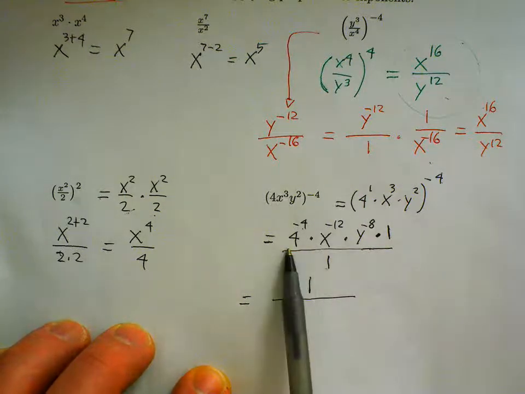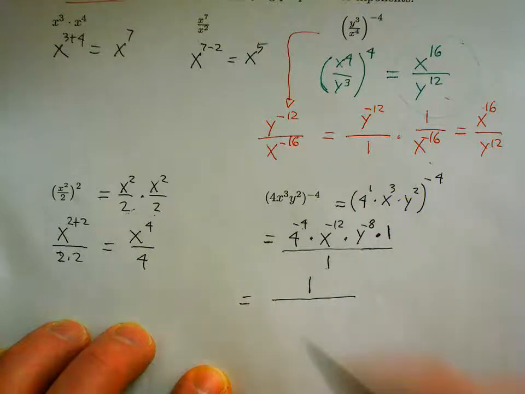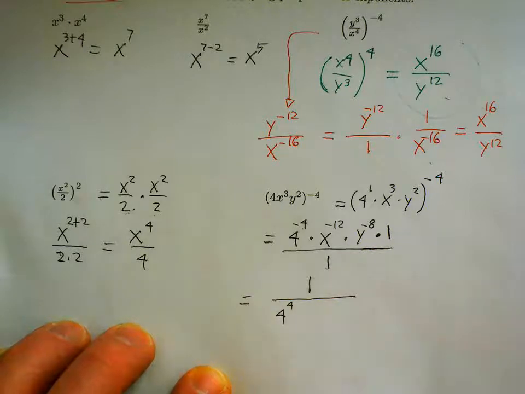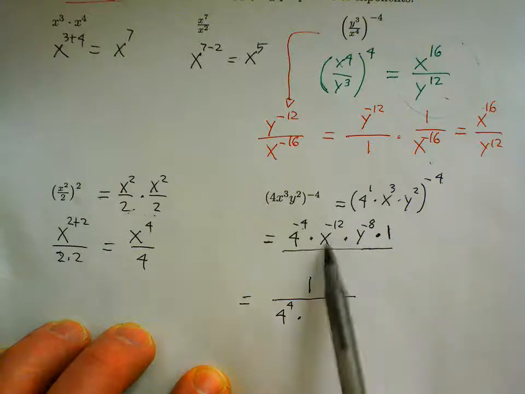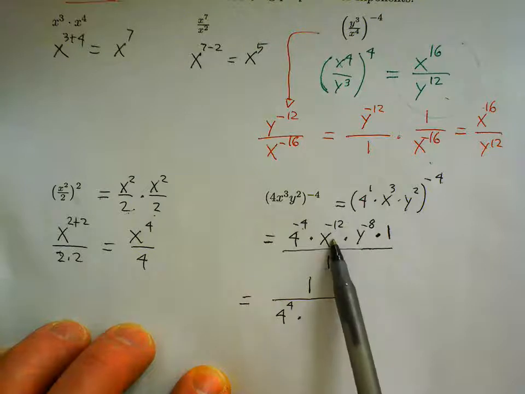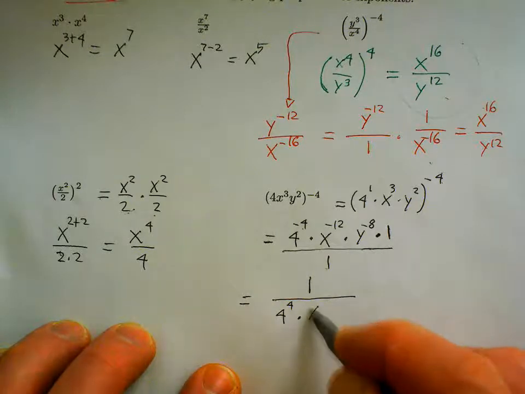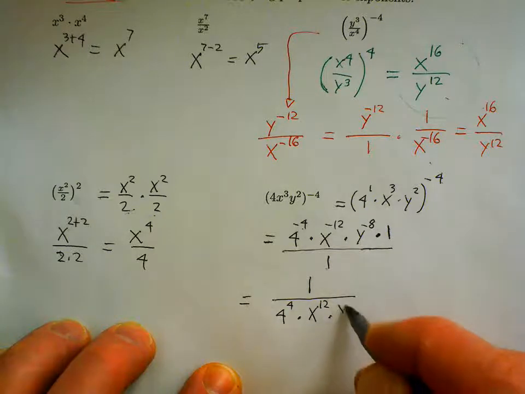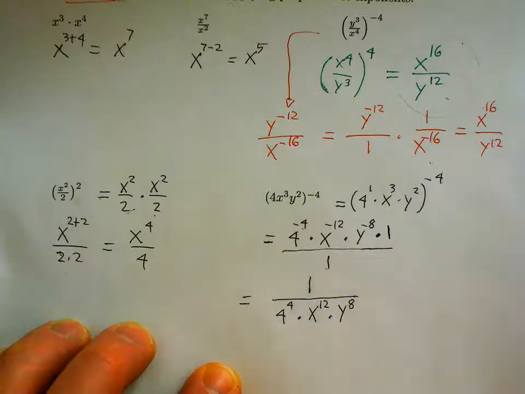But 4 to the -4 in the numerator is equivalent to 4 to the +4 in the denominator. X to the -12 in the numerator is equivalent to x to the +12 in the denominator. And then finally, y to the -8 in the numerator is equivalent to y to the +8 in the denominator.